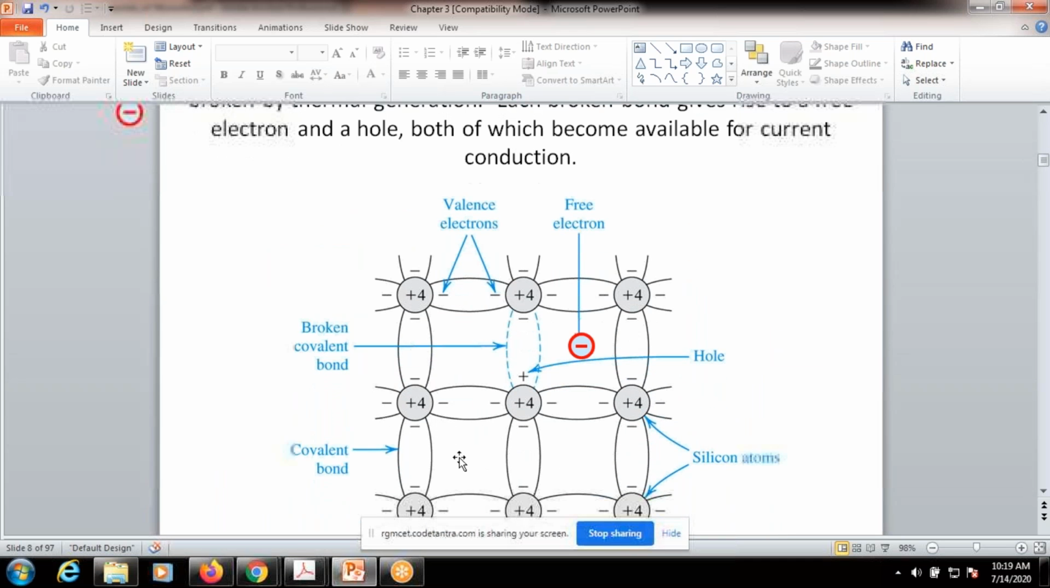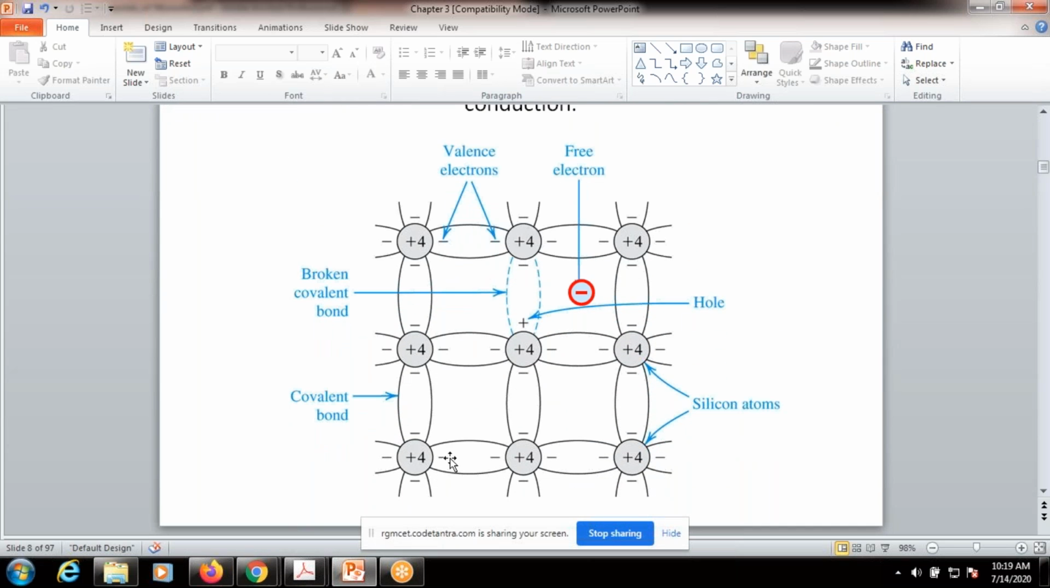Now observe here. The plus sign indicates a hole. Observe the middle atom. When temperature increases, the middle silicon atom acquires sufficient energy and breaks the covalent bond. A broken covalent bond is shown with dotted lines. The remaining are solid lines, which are tightly bonded. The dotted lines indicate a broken covalent bond.